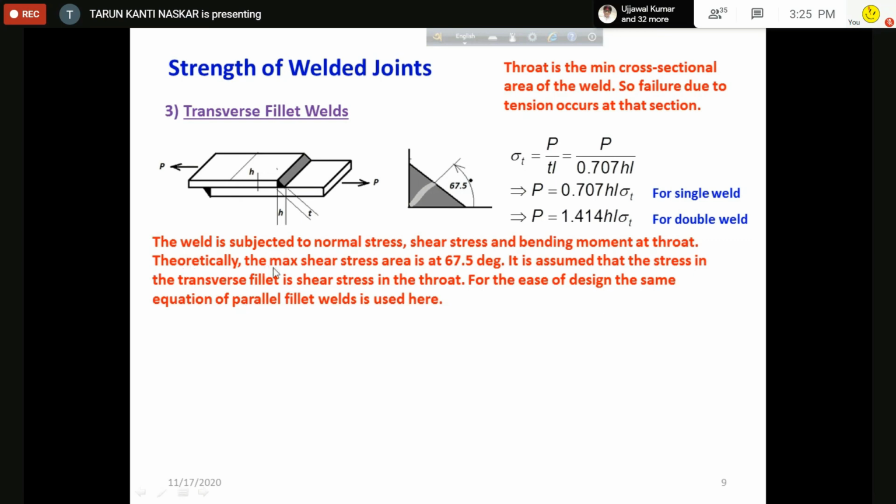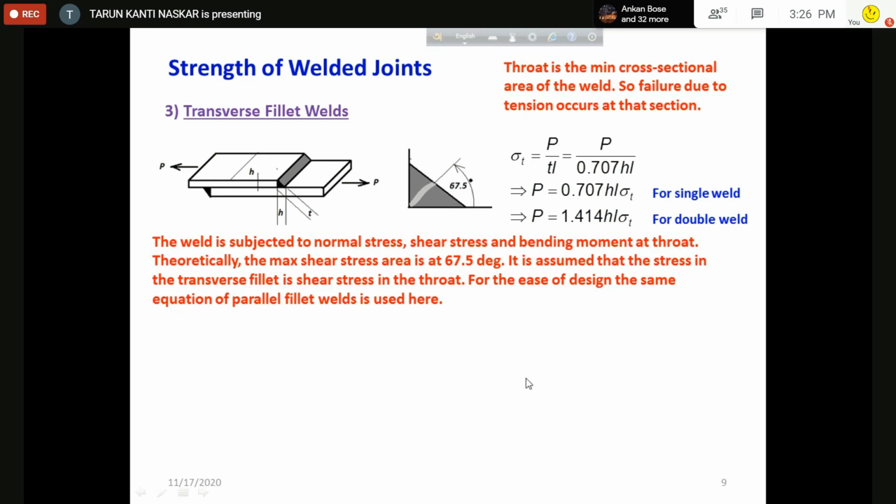Theoretically, this is important: the maximum shear stress area is at 67.5 degrees. Theoretically, it is assumed that the stress in the transverse fillet is shear stress in the throat. For ease of design, the same equation of the parallel fillet weld is used here. Instead of 67.5 degrees, for ease of design, we consider it as 45 degrees and design is done.